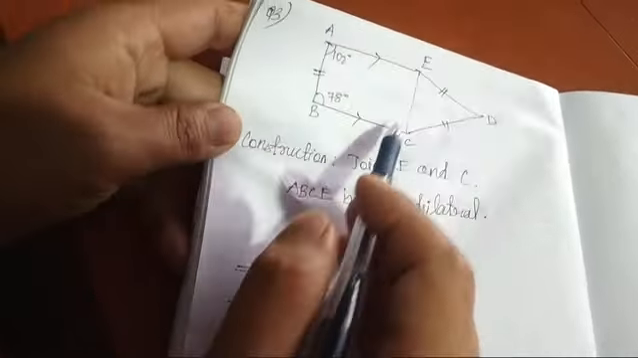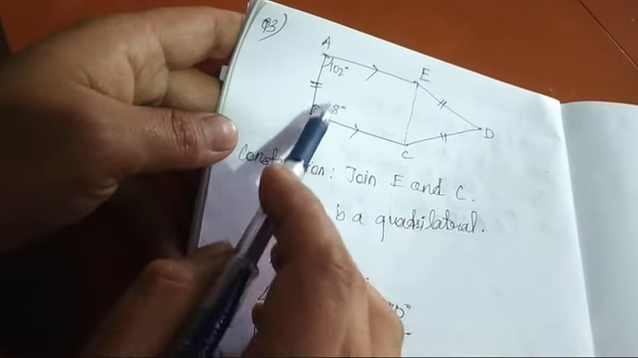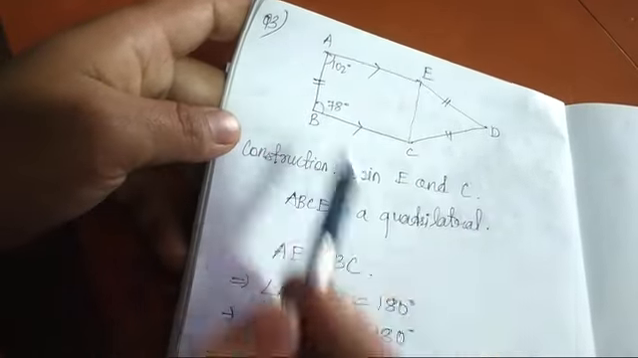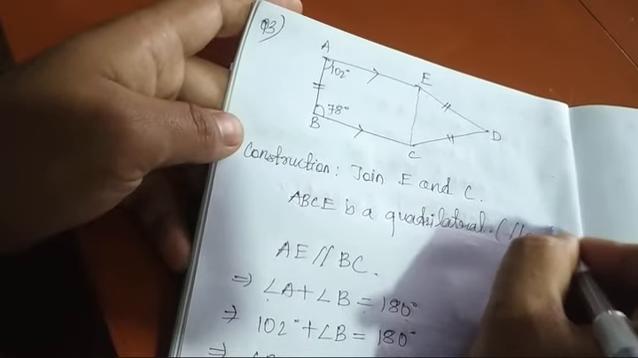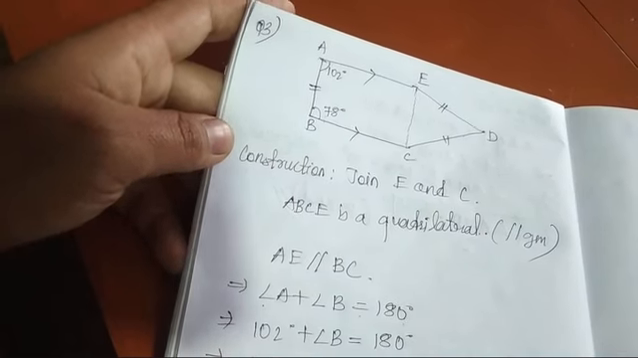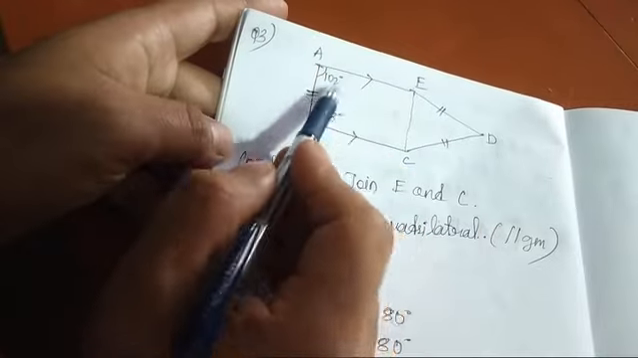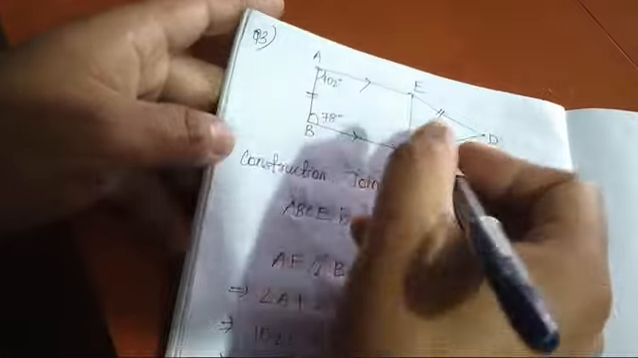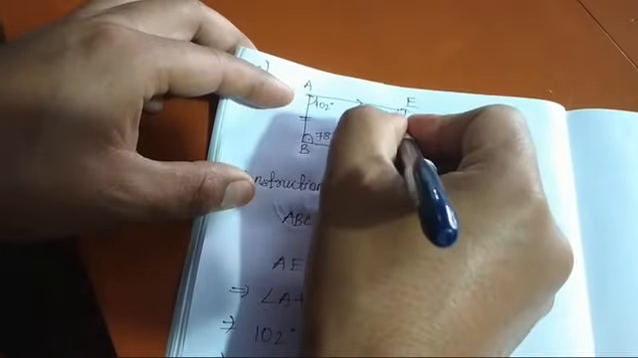Now come back in the figure. This angle is 102 and this angle is 78, so the sum is equal to 180 degrees. Now if I look at this figure ABCE, this is a quadrilateral, and this quadrilateral is nothing but a parallelogram. So if it is a parallelogram, then we can apply the property of a parallelogram here. In a parallelogram, the opposite angles are always equal. So this angle is 102, it has to be 102. This angle is 78, it has to be 78.